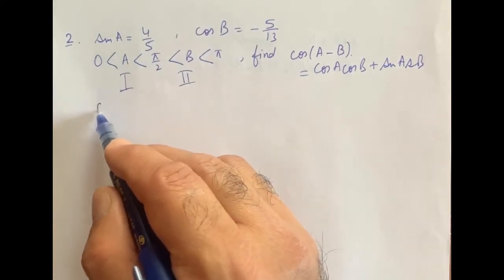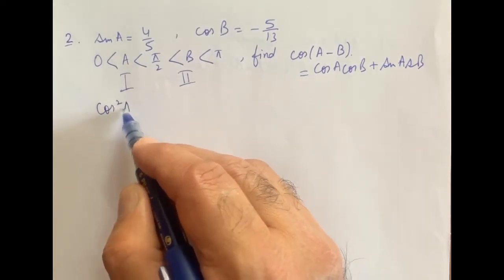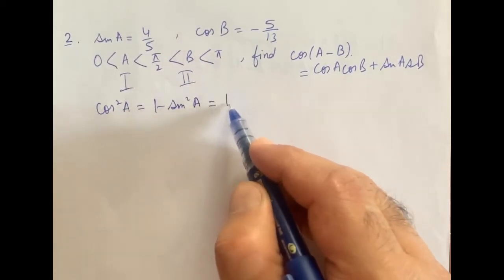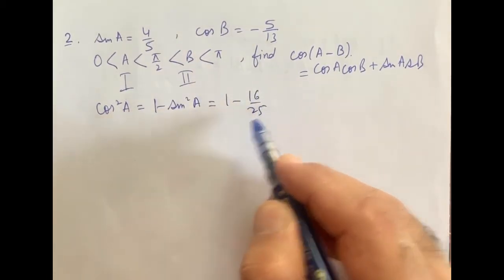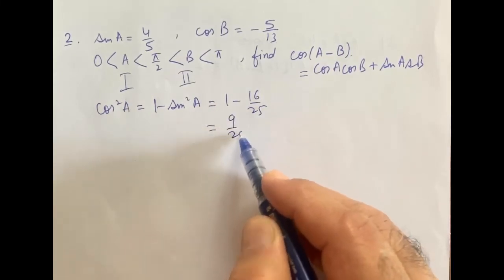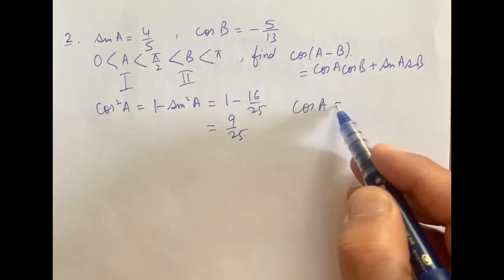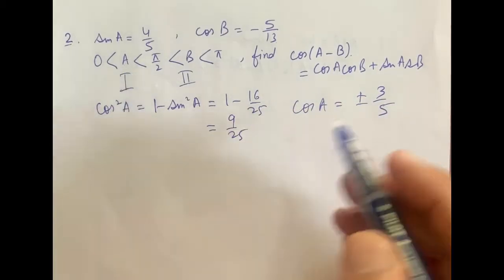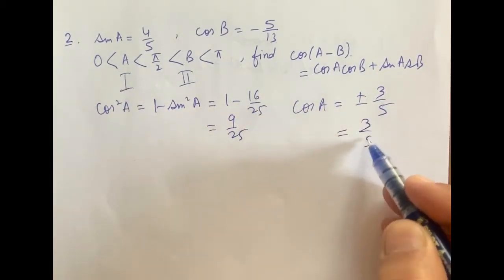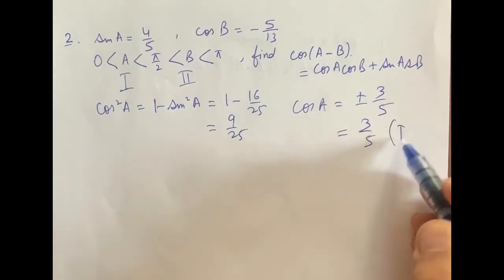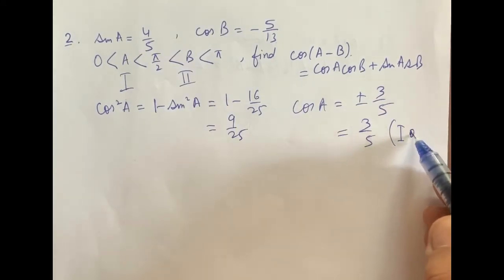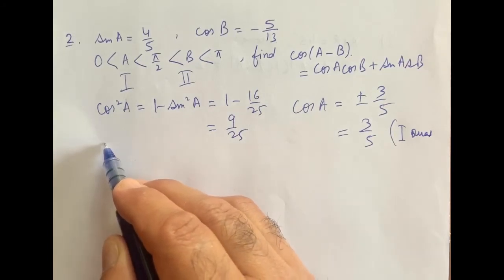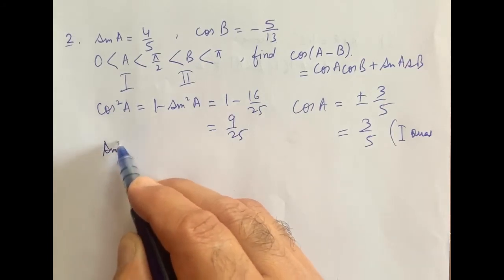So let's find out first of all cos square of A. This is 1 minus sin square of A. 1 minus 16 upon 25, 9 upon 25, or cos of A is plus minus 3 by 5. A is in the first quadrant, so this will have a positive sign, so 3 by 5. The second one, from cos of B we can find out sin of B.